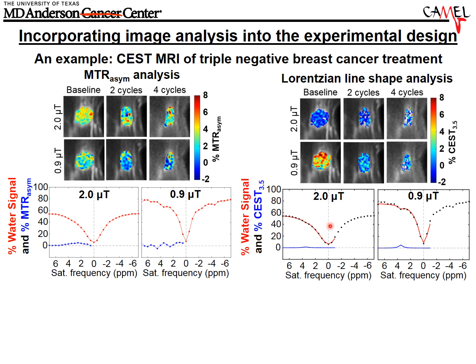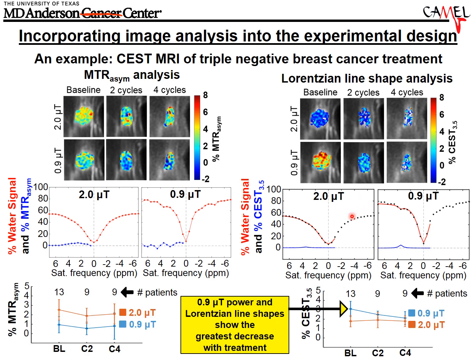Right away, you can see that the acquisition method does affect the choice of the analysis method, which is also shown here. If you're going to use 2 microtesla for saturation, MTR asymmetry does produce higher CEST values, and does seem indicative of the decrease in the patient protein level from baseline to cycle 2 and cycle 4 of treatment.